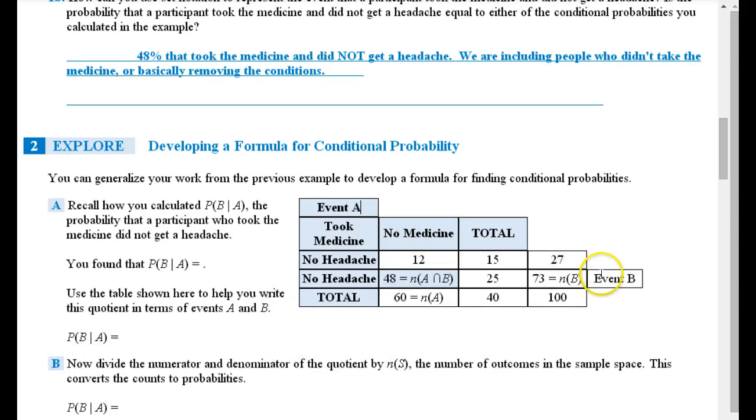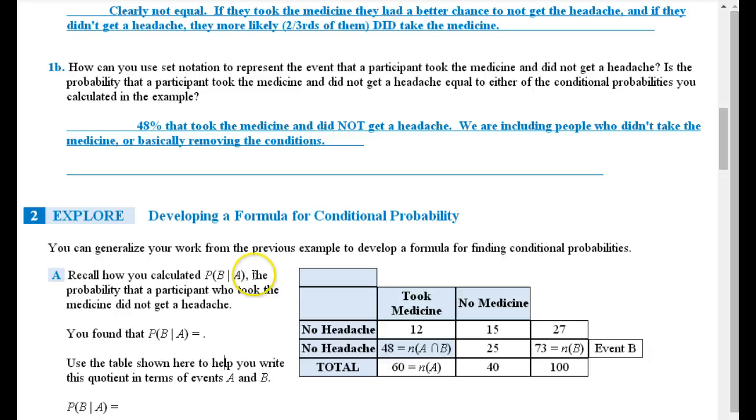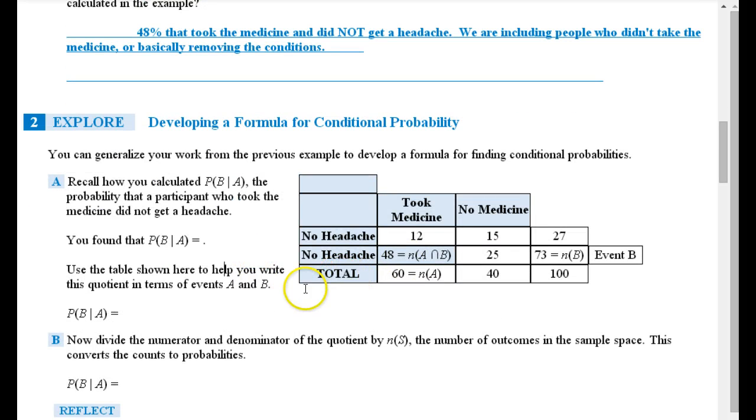The color's not fixed, and it's a little goofy, but this represents event B. They did not get a headache. And event A is really this one. They took... oh, still got another fix to do. So sorry. We should have the table. I wish it was better, and I'm sorry. This one here is event A. Okay? This one here is event B. The number in A is 60. That's the number of people who took medicine. The number in B is 73, the ones that did not get a headache.